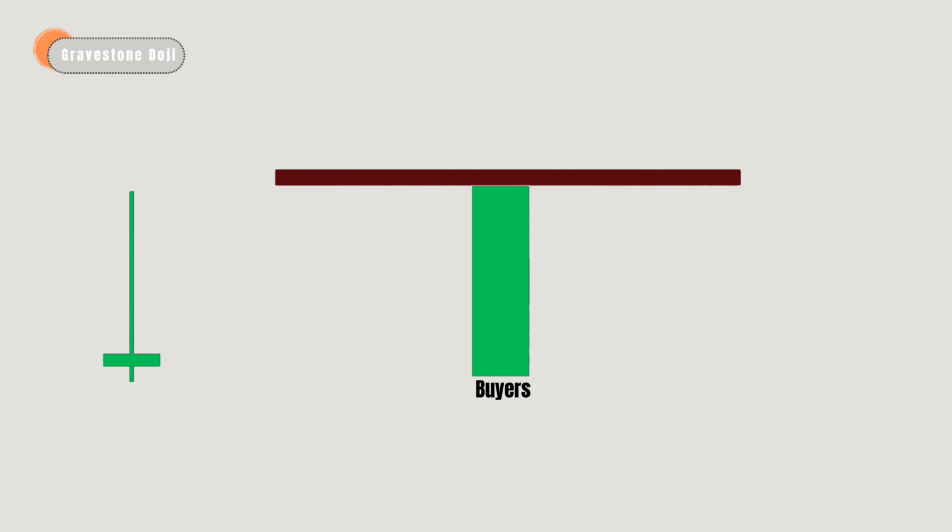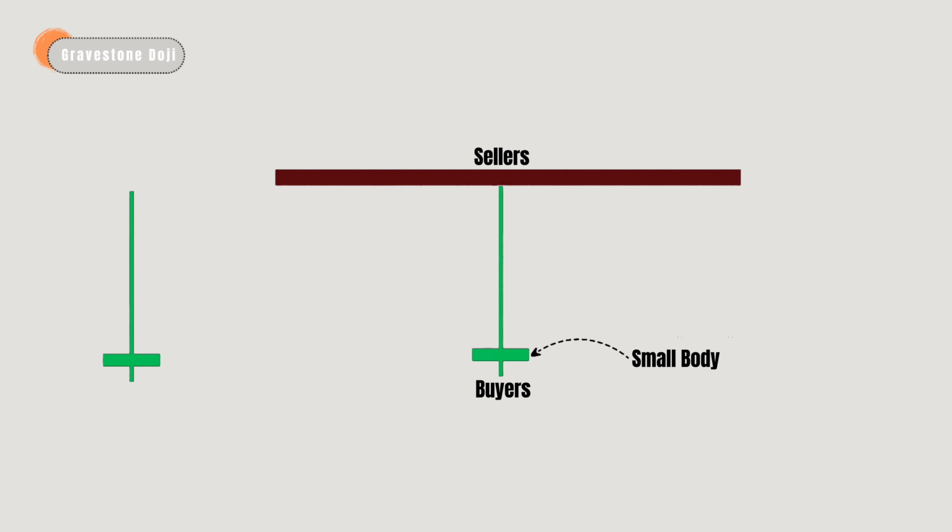However, at higher levels, sellers enter the market, pushing the price back down, and the candle closes near its opening. This shows that buyers failed to maintain control, while sellers managed to regain control, indicating a potential bearish reversal. The Gravestone Doji typically has a very small or non-existent body, with a long upper wick that suggests strong selling pressure at higher levels. Sometimes, a small lower wick may be present.